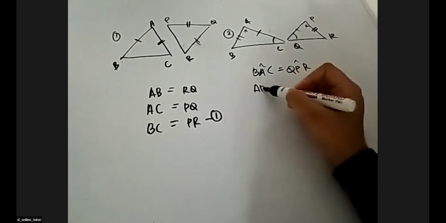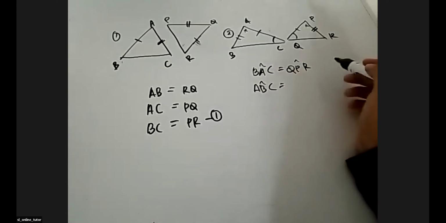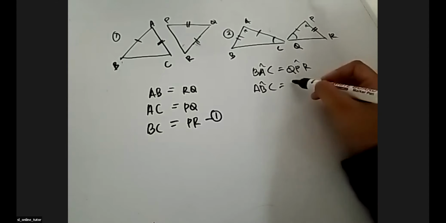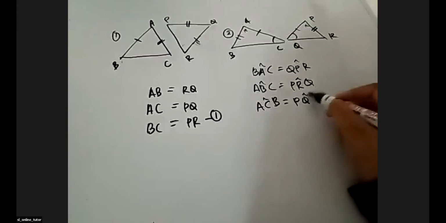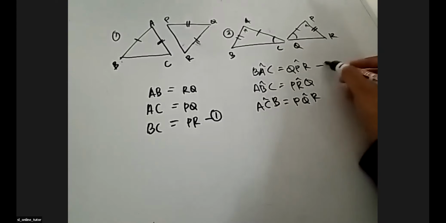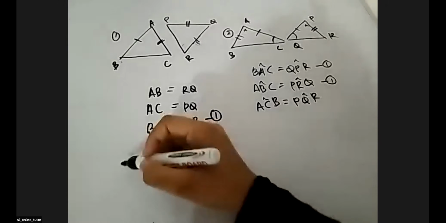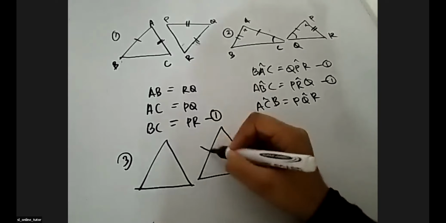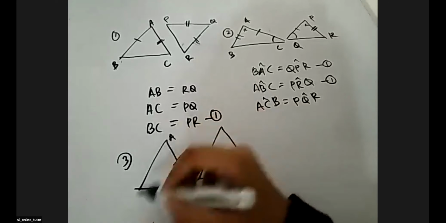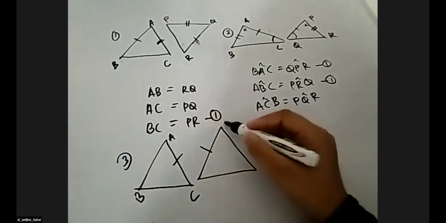Now this one, ABC angle is equal to which one? PRQ. Then what about the remaining ACB angle? PQR. Here you get 1 mark here, 1 mark here, 2 marks. Yeah, 2 marks. Third question.